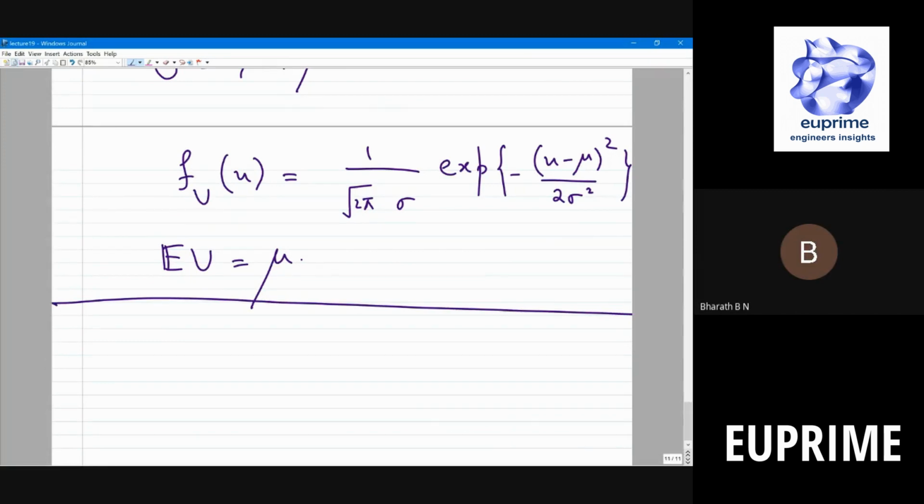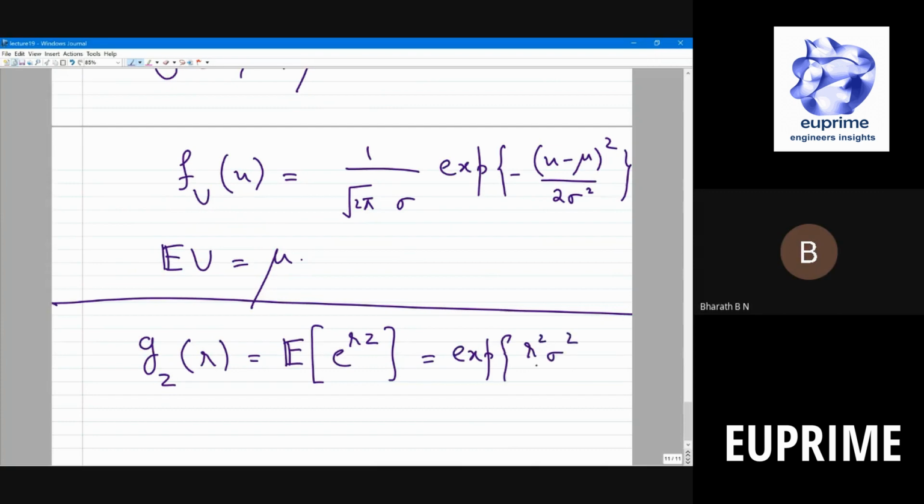Now what can you say about the moment generating function? What is the moment generating function of a Gaussian random variable? This is nothing but the expected value of e to the power r z. This is something that we have already looked at, right? So we have seen this. What is this? It's the exponential of r squared sigma squared by 2, when z has 0 mean. Is that fine? So z is Gaussian with 0 mean and variance sigma squared. So you have this.